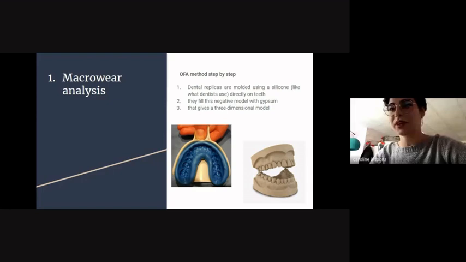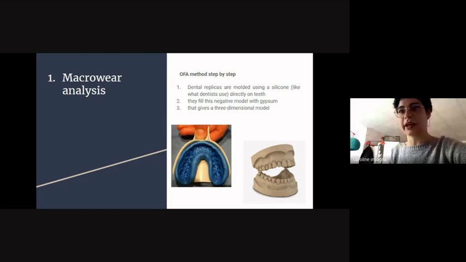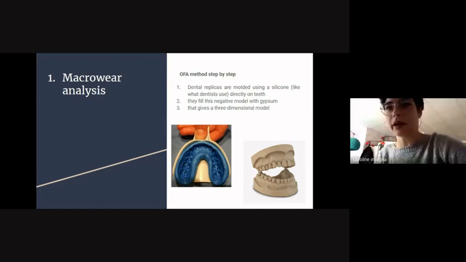So we will see the OFA method step by step. First, dental replicas are molded using silicone, like what dentists use, directly on teeth. Then they fill the negative model with gypsum, and that gives us the three-dimensional model.